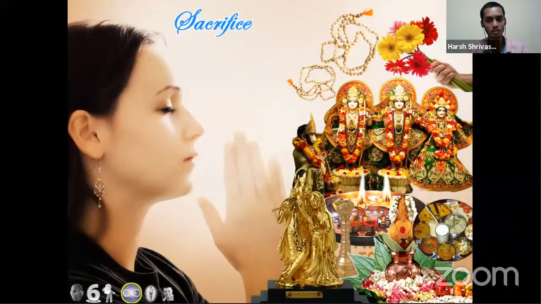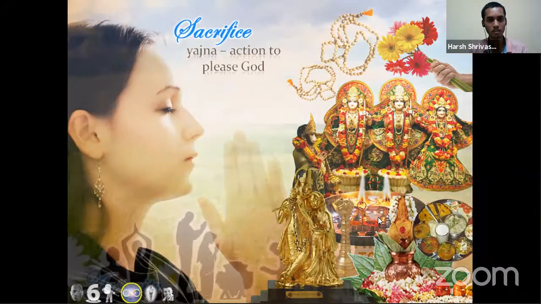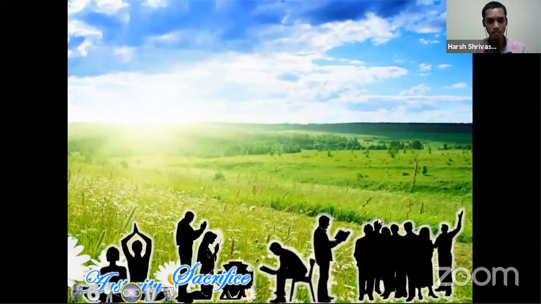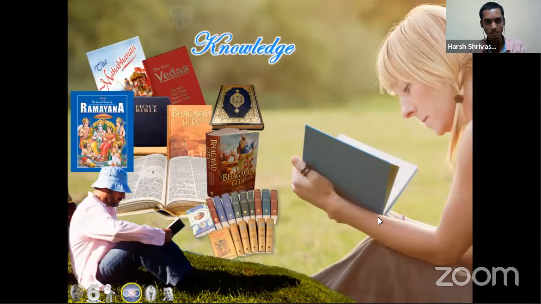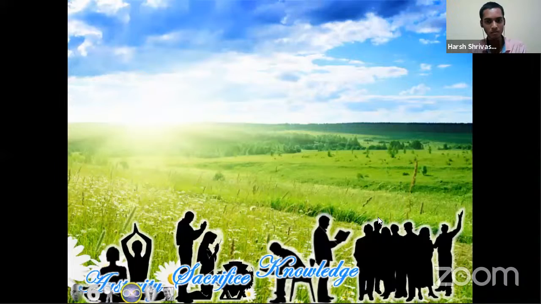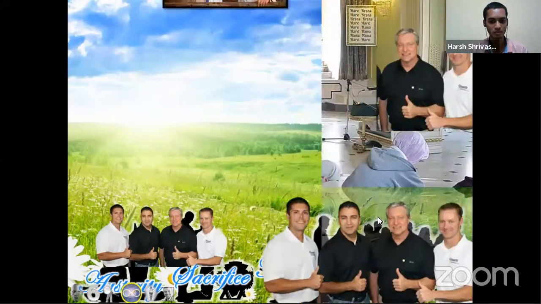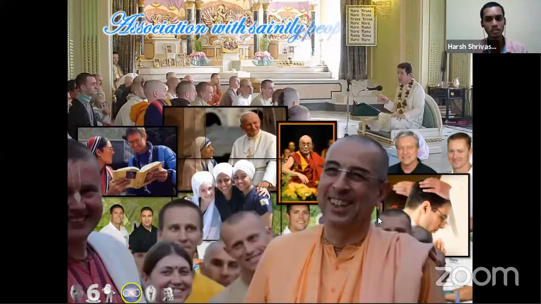First one is austerity. Then the second one is... now these are all the constituents of your pious life. Some of the examples given are austerity, sacrifice. Like we saw sinful life, now we are seeing pious life: association of saintly people, reading scriptures. These are all examples of pious living. Okay, we can move ahead, sir.